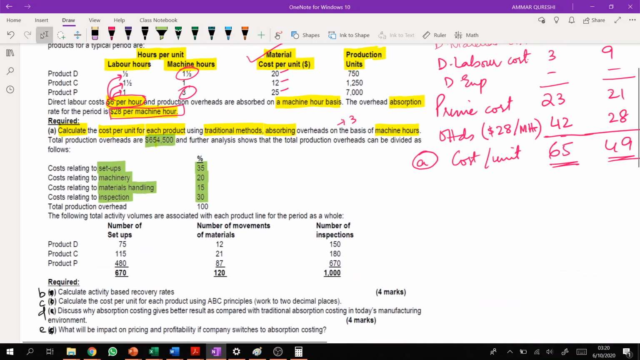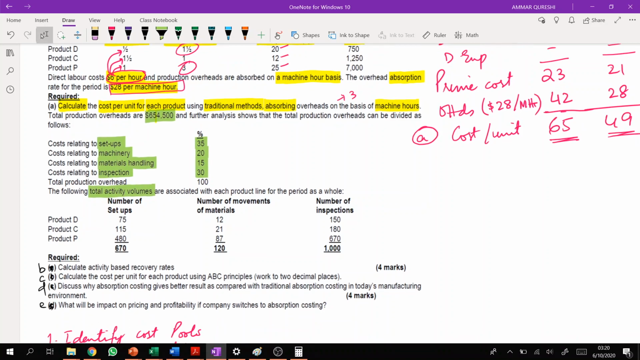So what's given here? The following total activity volumes. That means nothing is per unit, it's total. Following total activity volumes are associated with each of the product lines for the period as a whole. Number of setups are total 670. Number of material movements are 120, and number of inspections are 1000.